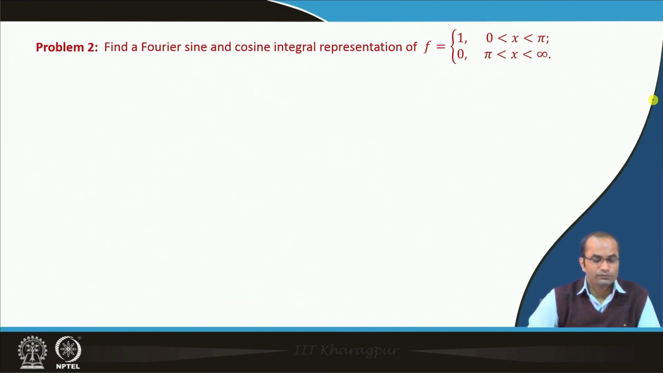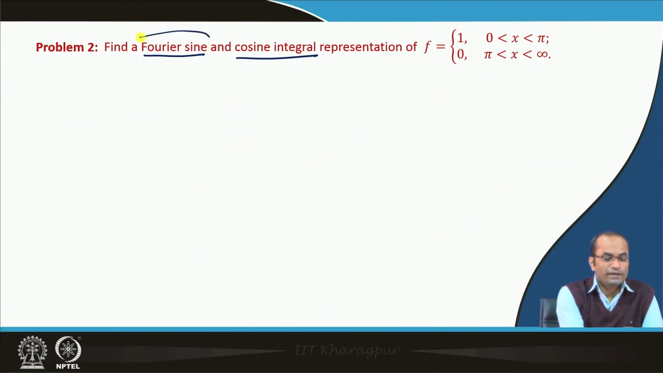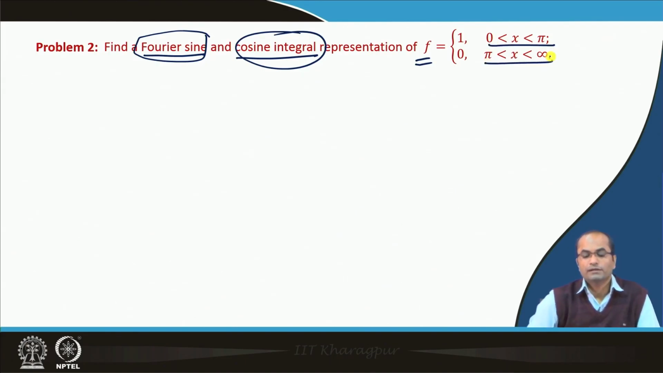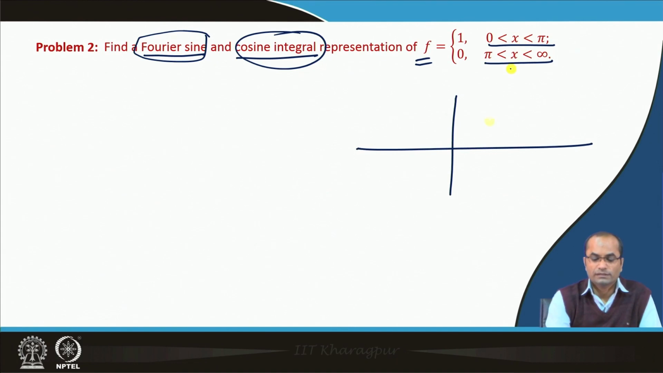Well, so we will move to the next problem, where we have to find the Fourier sine and cosine integral representation. Now, in this question, we need to find the Fourier sine as well as the Fourier cosine integral representation of this function f, which is defined as 1 in the range 0 to pi, and then from pi to infinity it is 0. So, the given function in 0 to pi is given as 1, and after that it is 0.